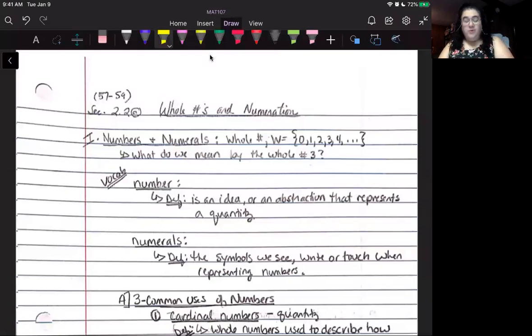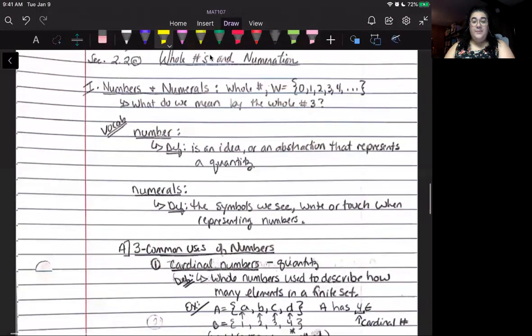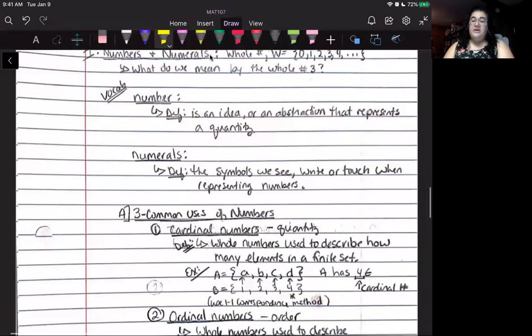Numbers and numerals are basically whole numbers in set W, i.e. the numbers we use for counting. Whole numbers or numerals are what we talk about as the numbers we mean for counting. But like our introductory example, there's a couple things we have to clarify.